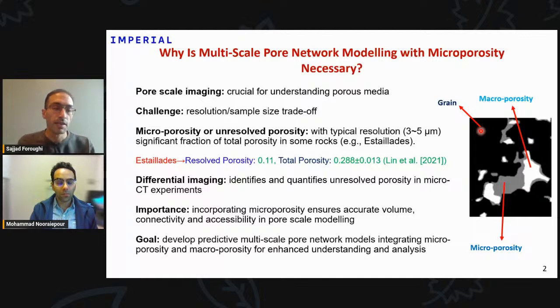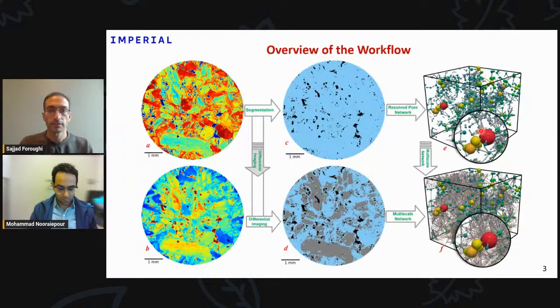Why this sub-resolution porosity is important in modeling is not just because of the volume, but its effect on connectivity and accessibility. If we don't consider it in the modeling, we cannot see the actual image and actual pore space connectivity. So the goal of this study is to incorporate this sub-resolution porosity in our modeling. This is the general workflow of the work.